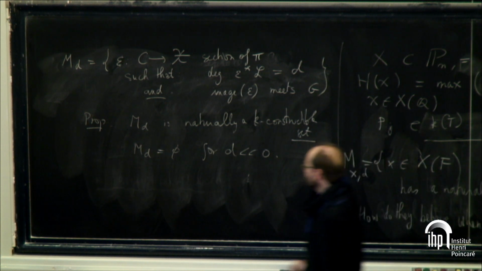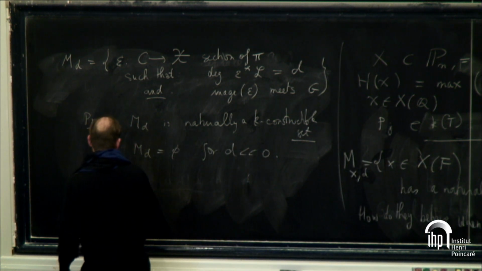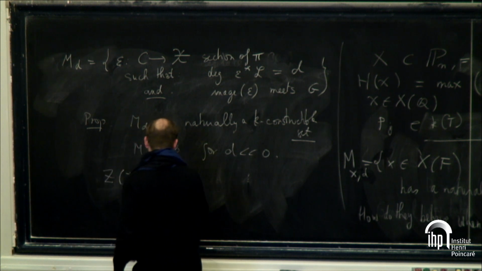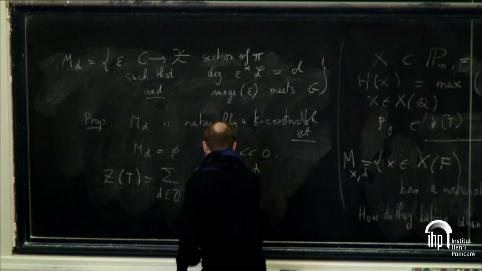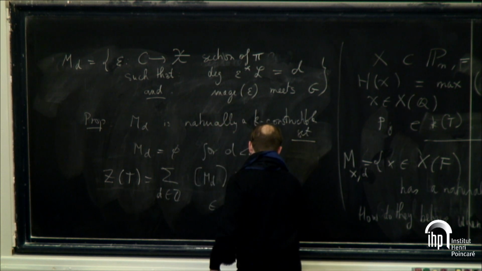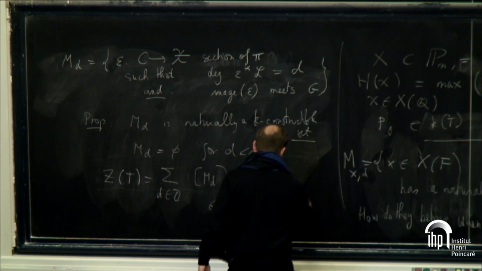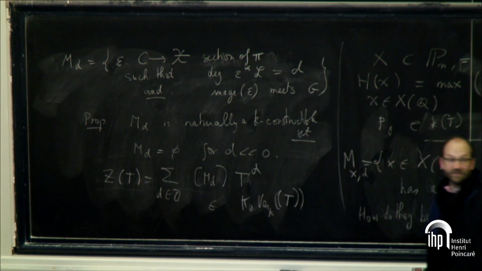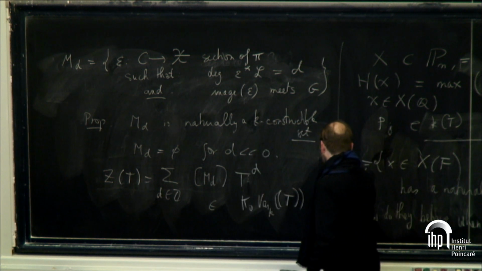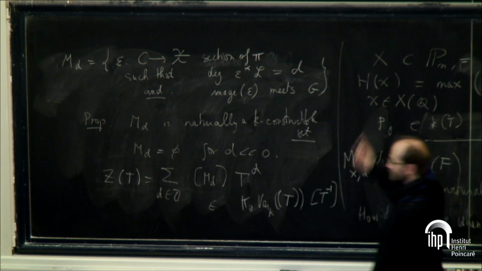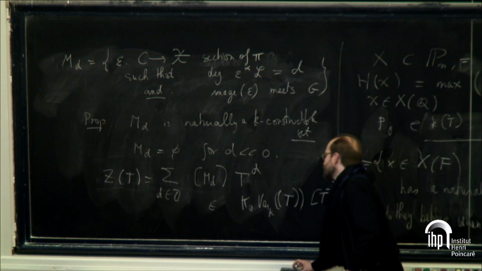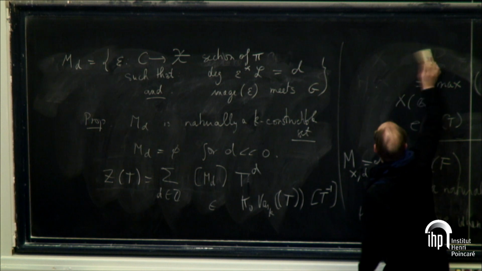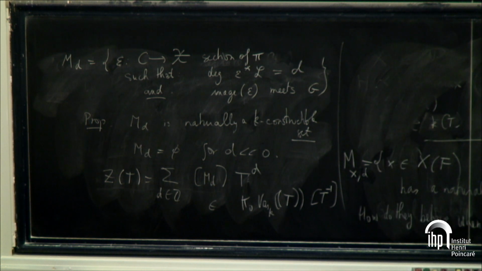And so the zeta function is just the sum for all d in Z of the class of M_d times T to the d. So it lies in the ring of power series with coefficients in K_0 Var_K. And because some M_d for negative d could be non-empty, one needs to invert T. That's not a serious issue.